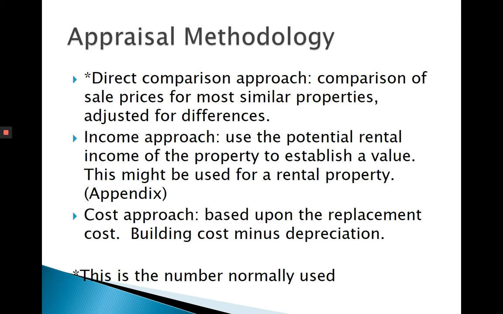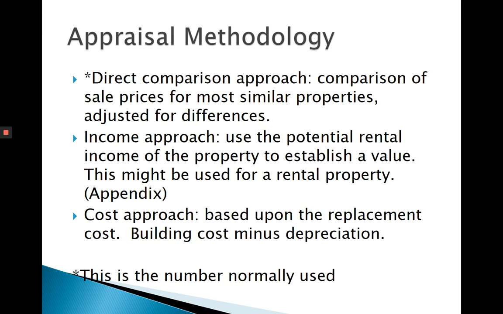When we get a full-blown appraisal, there are three different methodologies that are used to determine the value. The one that you're going to use the vast majority of the time is the direct comparison approach. So on the appraisal that you get from the appraiser, you're going to see two different values. You're going to see the direct comparison approach and the cost approach. And you're going to pretty much all the time ignore the cost approach and you're going to focus on the direct comparison approach. So they take three properties that are the most similar that they can find.